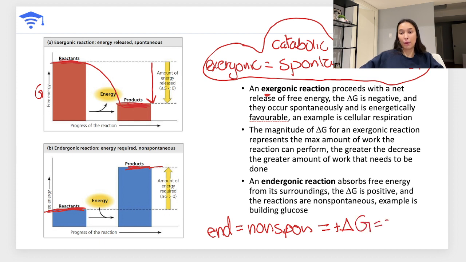And these tend to be anabolic reactions, right? The building of something, which is going to require energy. Okay? So that's endergonic versus exergonic. And you definitely need to be able to determine the difference between them and then remember which one's spontaneous. But if you just write these out, it takes four definitions and puts it into one. Okay, and they're always going to go hand in hand.